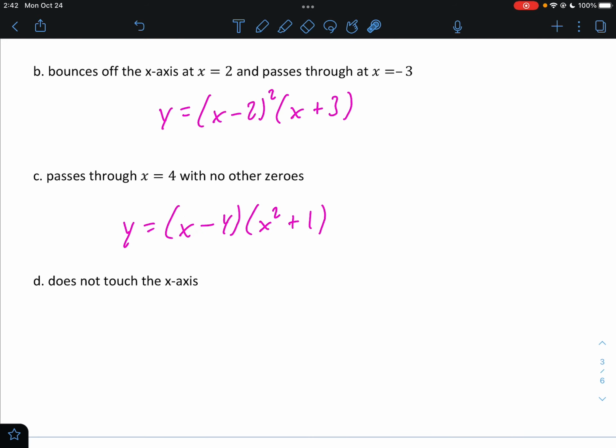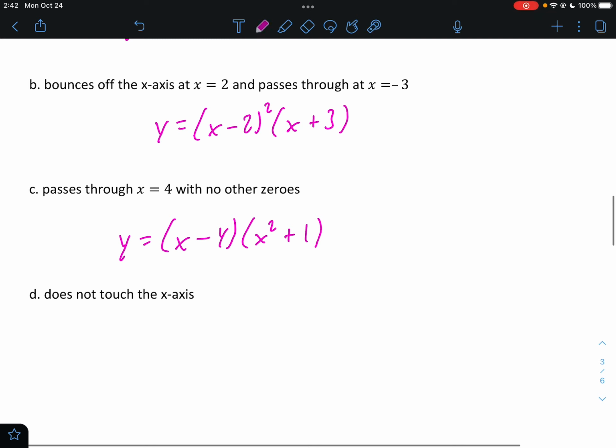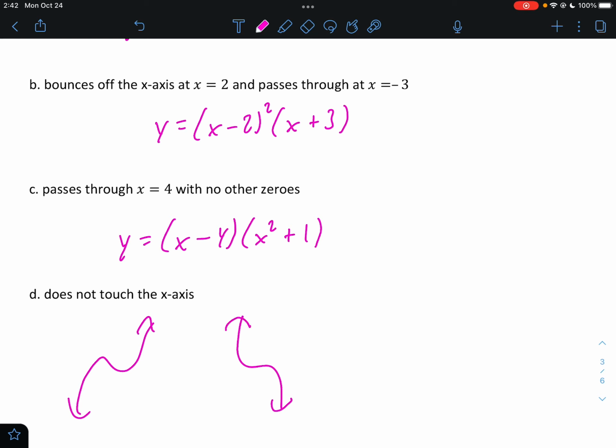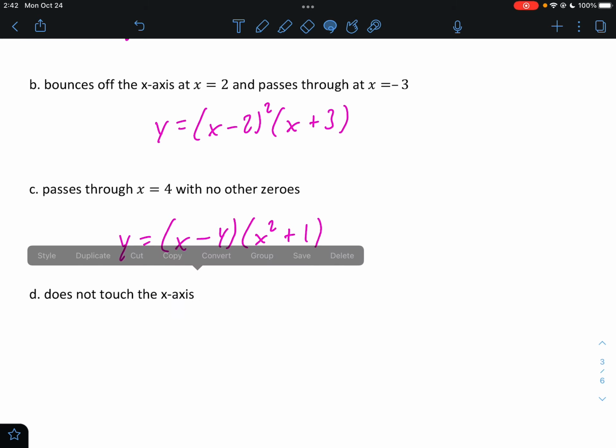D, does not touch the x-axis. All right, well, we're talking about a cubic. It's either going to look like this or this. Either way, it's going to have to cross the x-axis at some point. So letter D is also not possible.